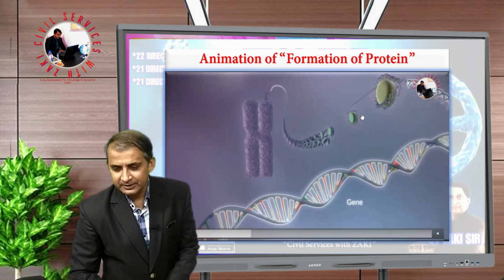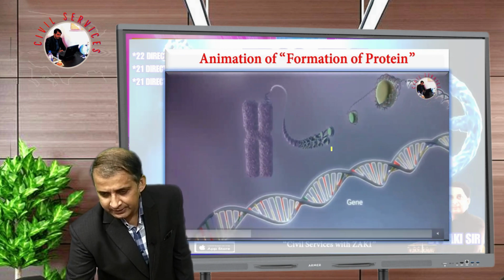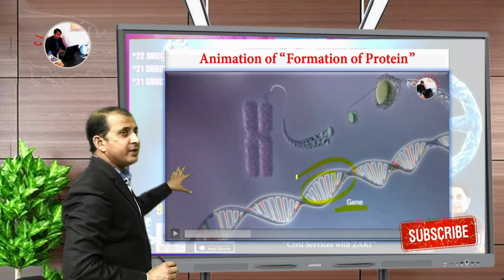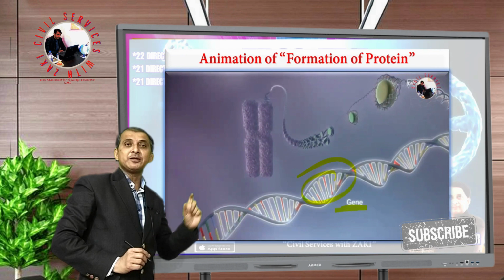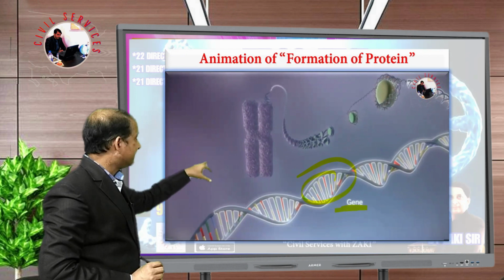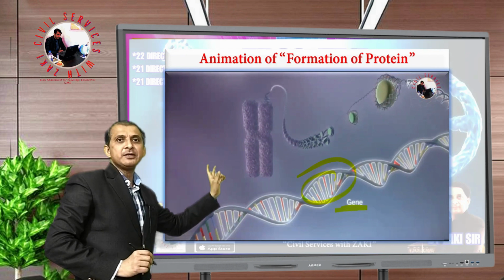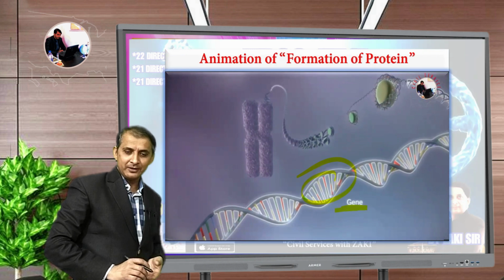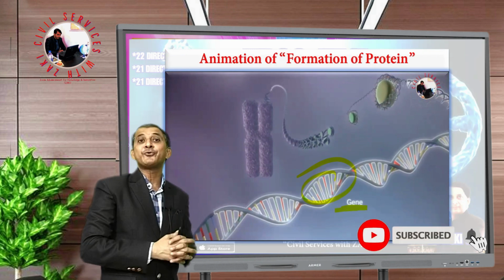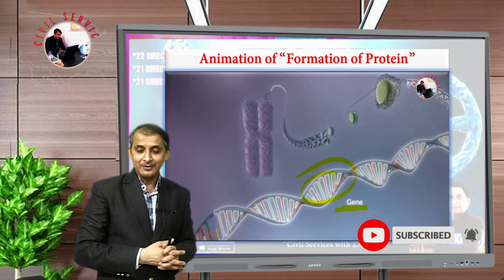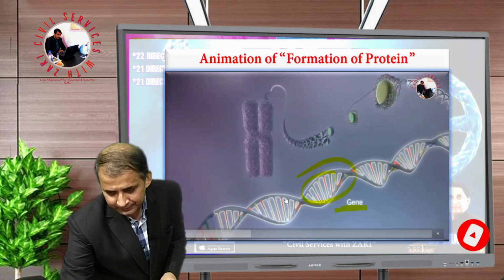These base pairs, as you see here, are called genes. So the modification of these genes, the base pairs, is called genetic engineering. But they play a very significant role in the formation of proteins.